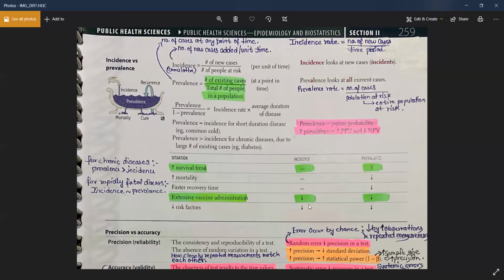Let's say a population of 1,000 individuals, and 500 of them have the hepatitis B virus. Okay, 500 are normal.